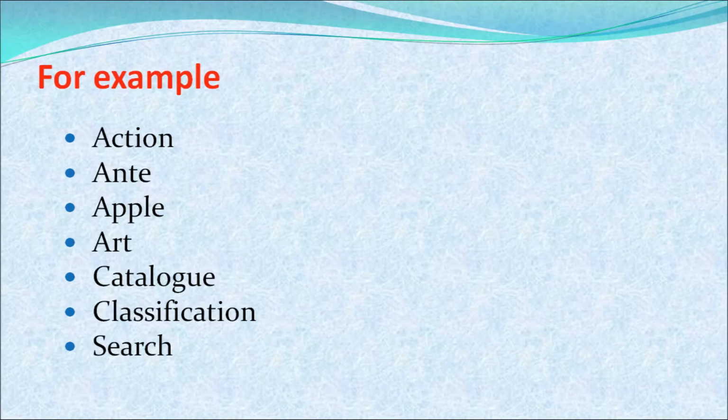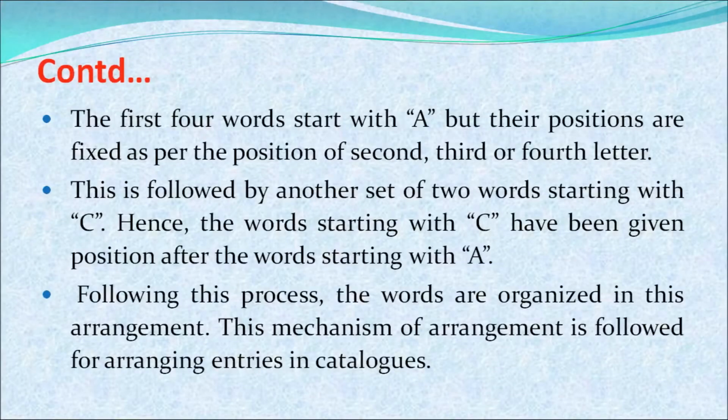An example for this can be action, anti, apple, art, catalog, classification and search. The first four words start with A. Their positions are fixed as per the position of the second, third and fourth letters. This is followed by another set of two words starting with C. Hence, the words starting with C have been given the position after the words starting with A. Following this process, the words are organized in this arrangement, and this mechanism is followed for arranging entries in the catalogs. Now coming to the numeric arrangement.